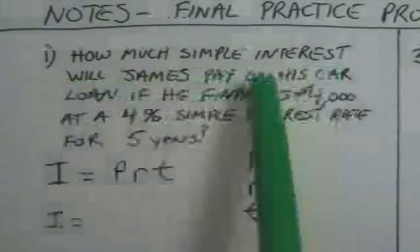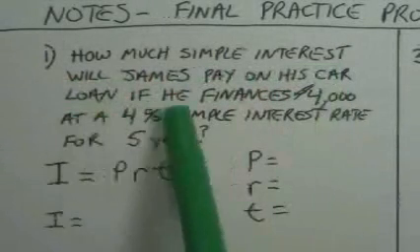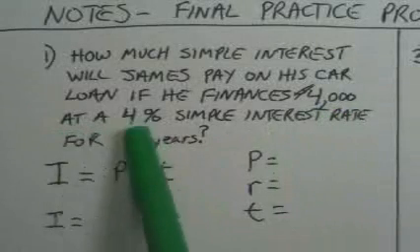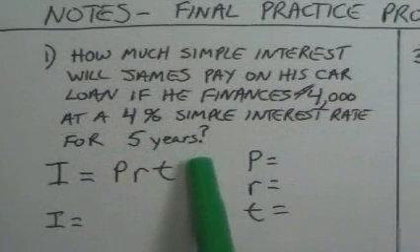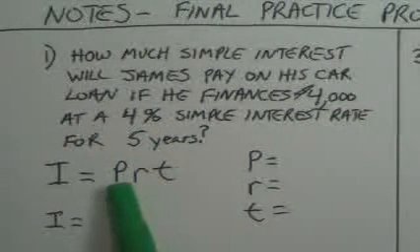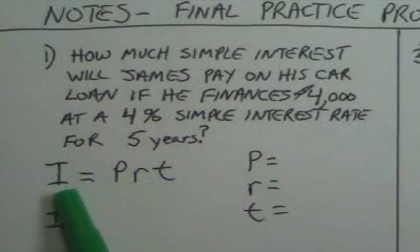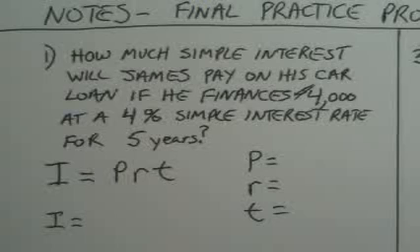Number 1, how much simple interest will James pay on his car loan if he finances $4,000 at a 4% simple interest rate for 5 years? So we have principal, rate, and time make up the formula for simple interest. Interest equals principal, rate, times time.